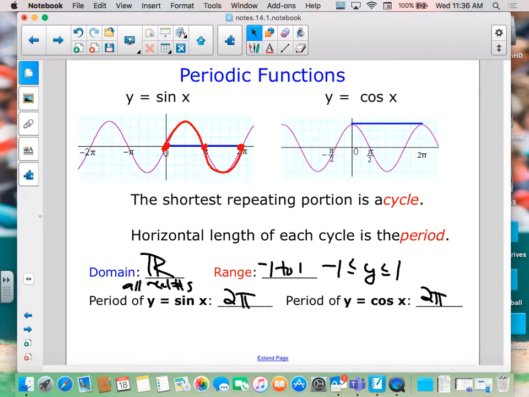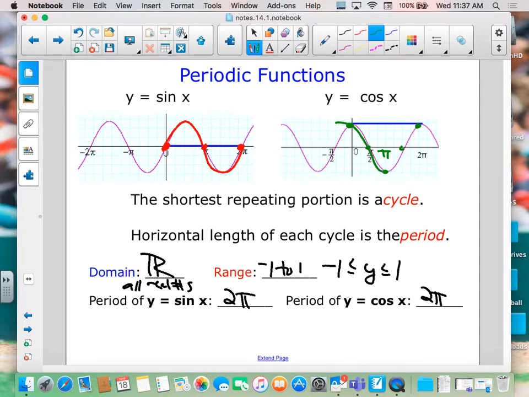Cosine, I'm going to do over here in green. Notice it started at 0, 1. When you go over 2 pi, it is back up to that same height. Halfway in between, it's down low. And if you remember that these waves are symmetric and beautiful and perfect, then you'll know it's got to cross that x-axis in between. And there is one period or one cycle of the cosine wave.